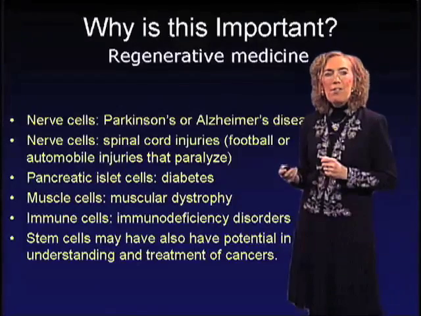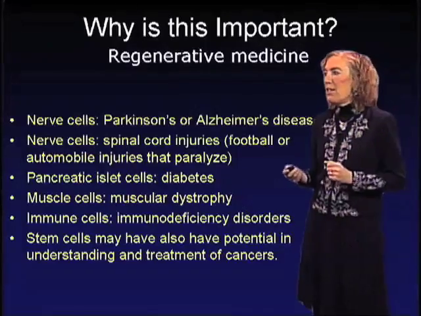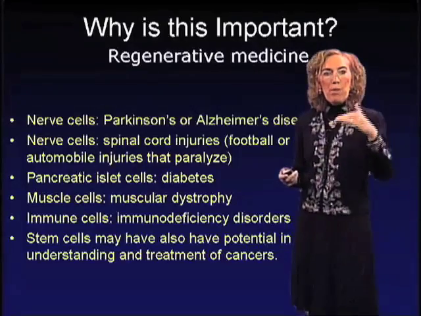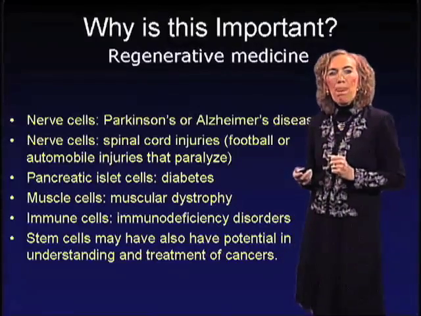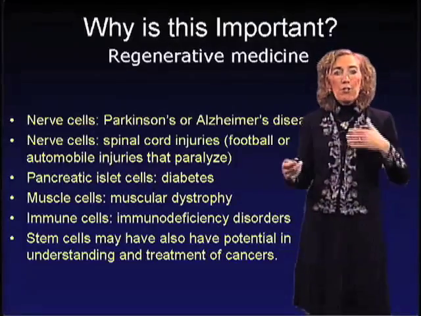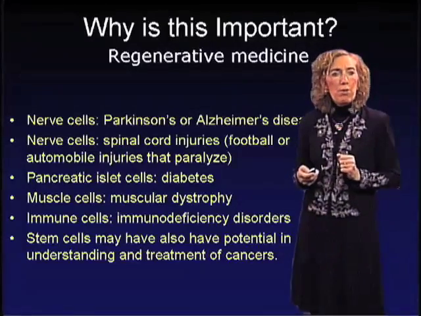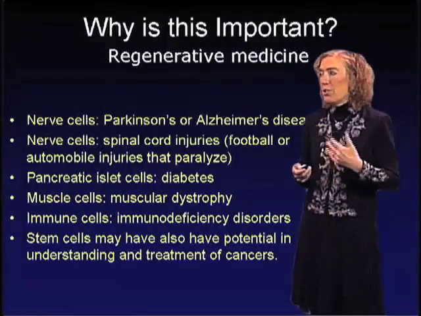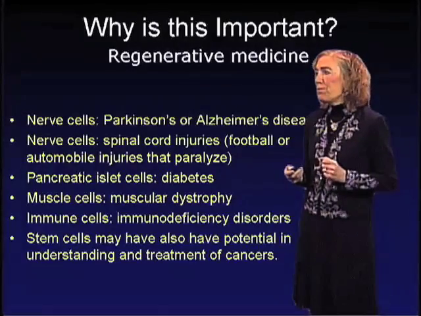Nerve cells might also be useful in treating very bad injuries, spinal cord injuries from football or automobile injuries that could paralyze an individual. If we're able to take these embryonic stem cells and specifically produce pancreatic islet cells, those pancreatic islet cells might be useful for the treatment of diabetes. If we could take these embryonic stem cells and be able to make muscle cells or cardiac muscle cells, we might be able to use them for treatment in muscular dystrophy patients, or alternatively in terms of degenerative heart disorders.